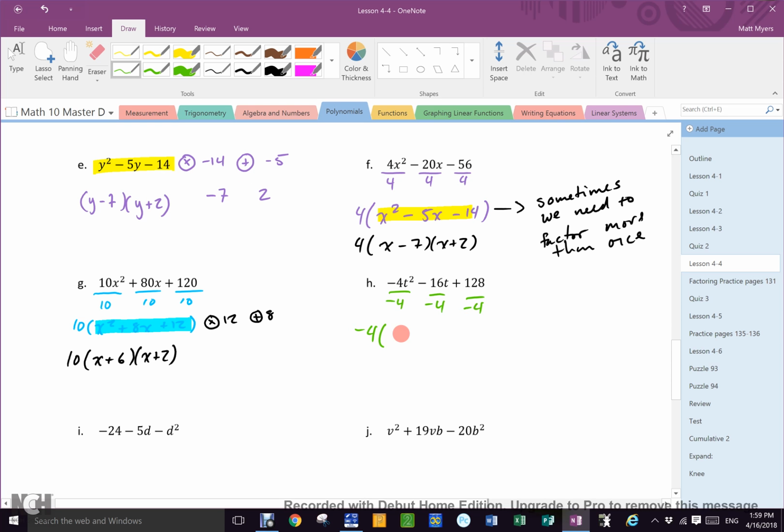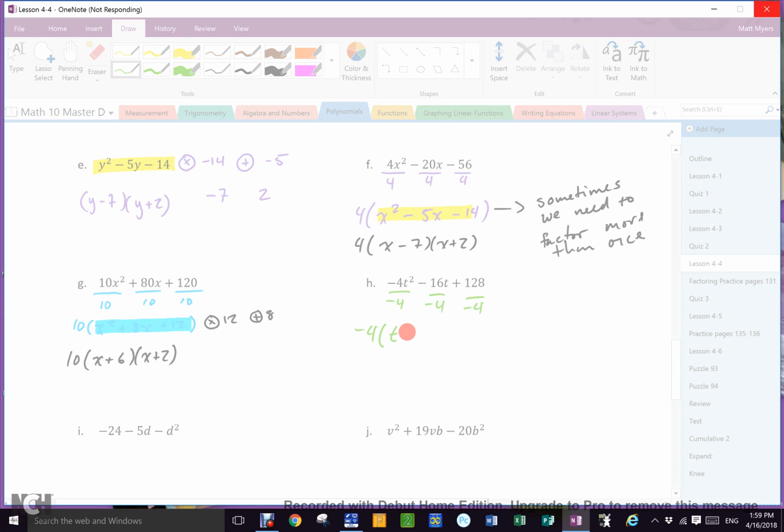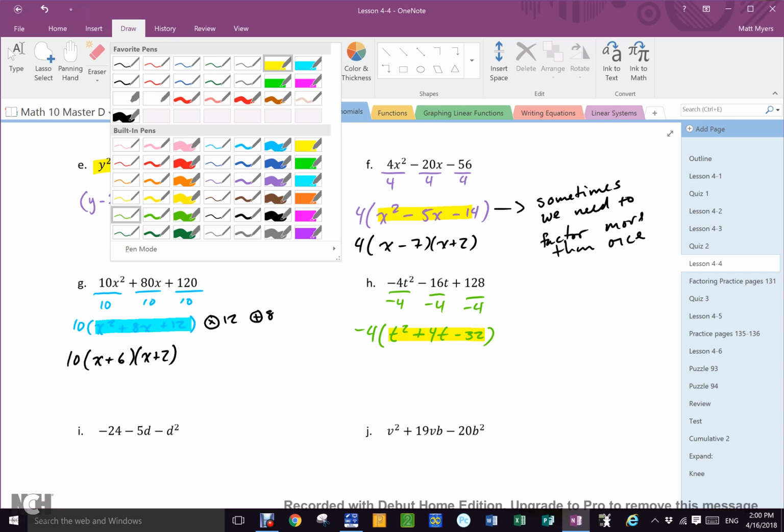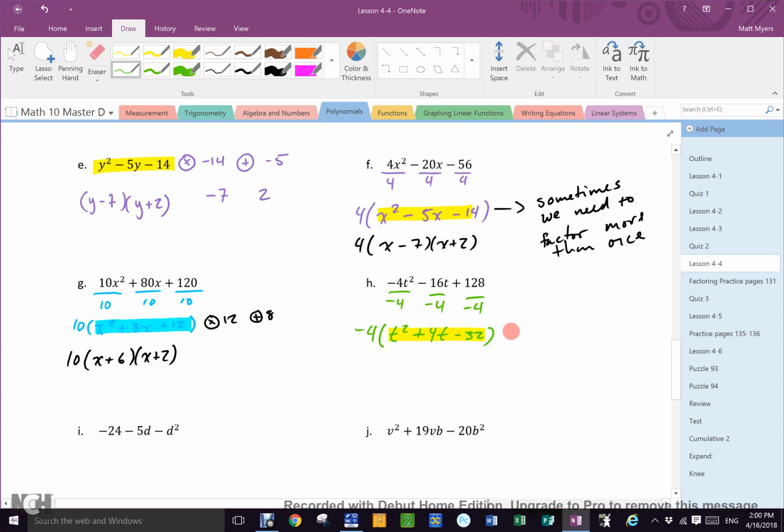Out comes negative 4. What's my first answer? T squared. What's my second answer? 3t. Plus 4t, because two negatives make a positive. And what's my last answer? Minus 32. Then I say to myself, self, that looks suspicious. So what do? I check, are there any numbers that will multiply to negative 32 and add to positive 4? What are they?